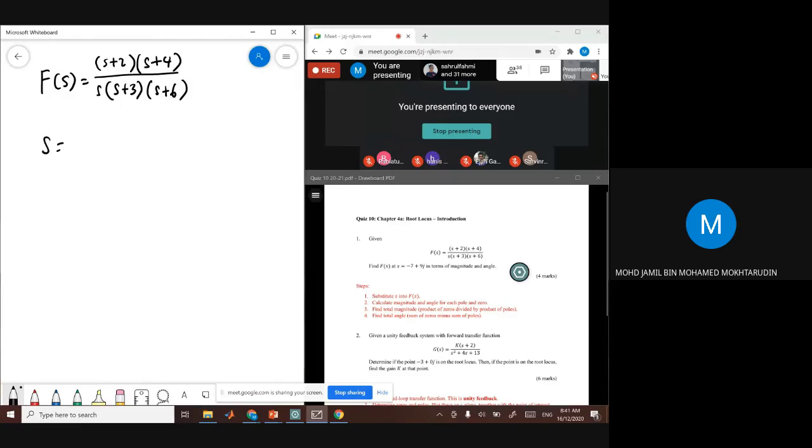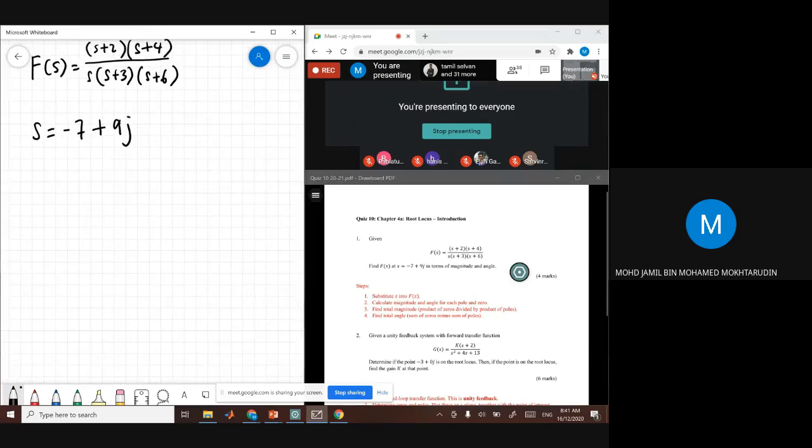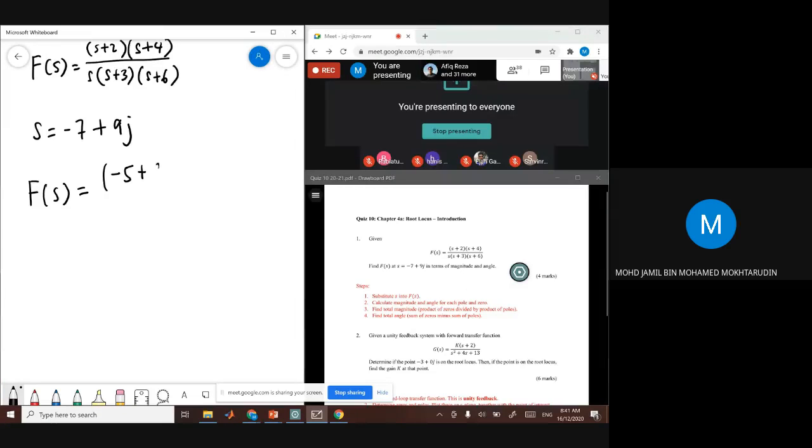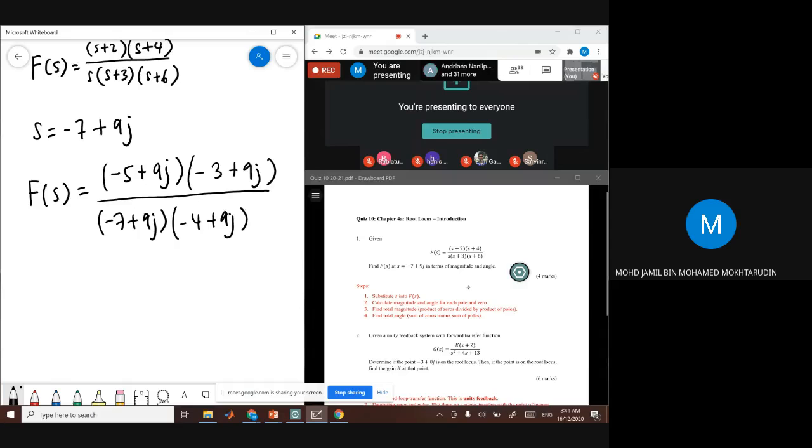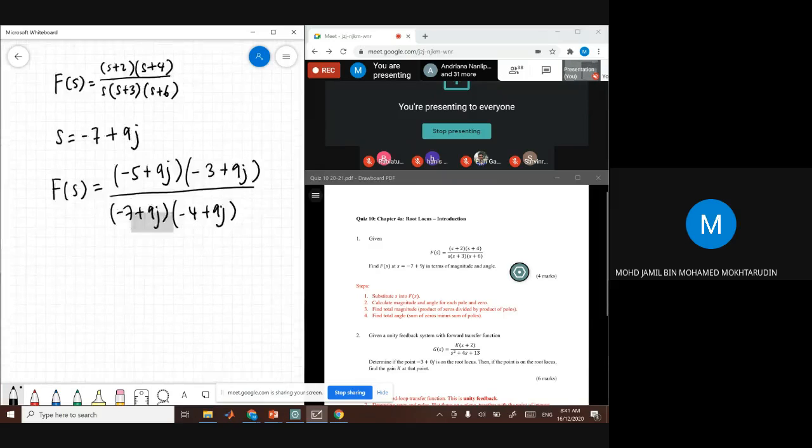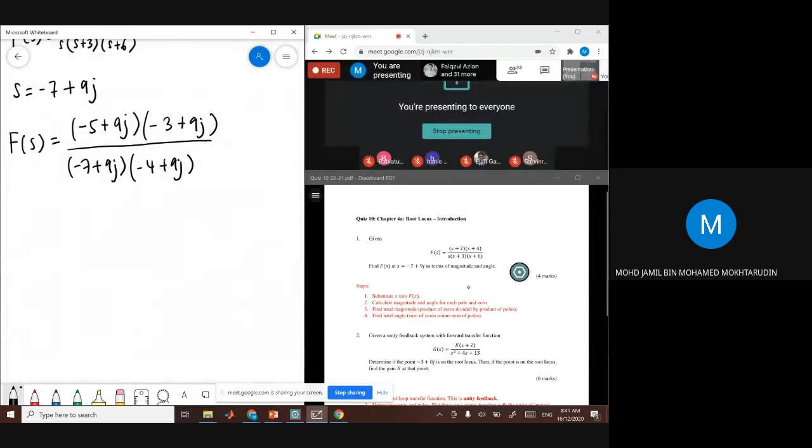So s is minus 7 plus 9j. So just substitute. F(s) equals minus 5 plus 9j, minus 3 plus 9j, divided by minus 7 plus 9j, minus 4 plus 9j, and lastly minus 1 plus 9j.